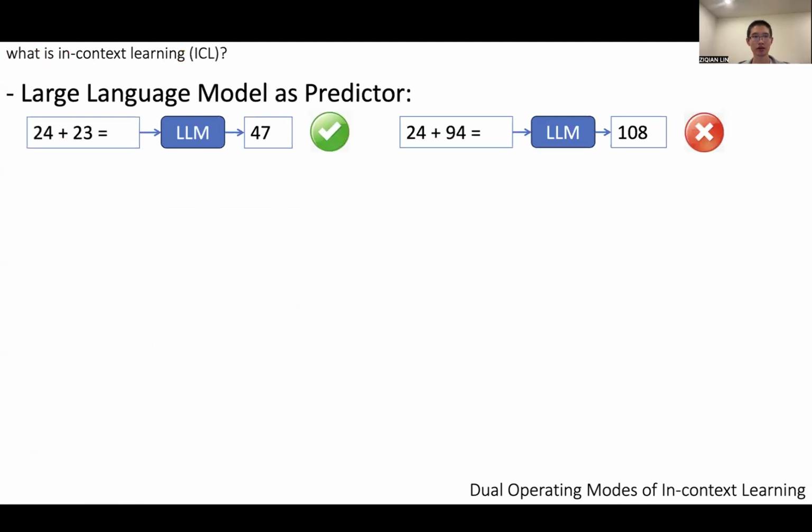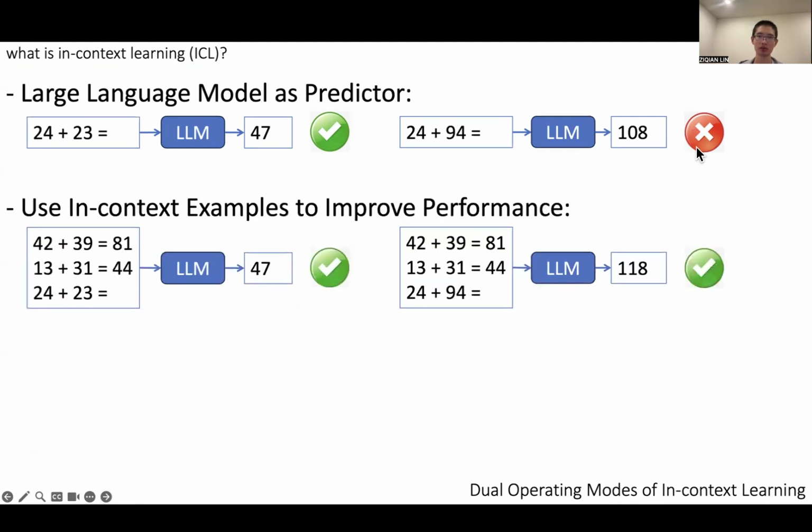So what is in-context learning? We know that we can use an LLM as a predictor. For instance, we can throw the question to the language model, and the language model will give us an answer. But sometimes the language model will give us a wrong answer. So in order to improve the accuracy, we can provide extra examples. Here, we can provide 2 examples in addition to the question. And in that case, the language model can increase the accuracy.